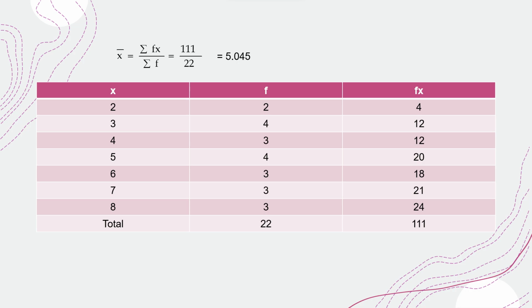For example, 2 multiplied by 2, Fx is 4. Similarly, 3 multiplied by 4, Fx is 12, 4 into 3 is 12, 5 into 4 is 20, 6 into 3 is 18, 7 into 3 is 21, and 8 into 3 is 24. We add up the frequency column, that comes to 22, that is sigma f, and sigma fx, so the sum total of fx column is 111.